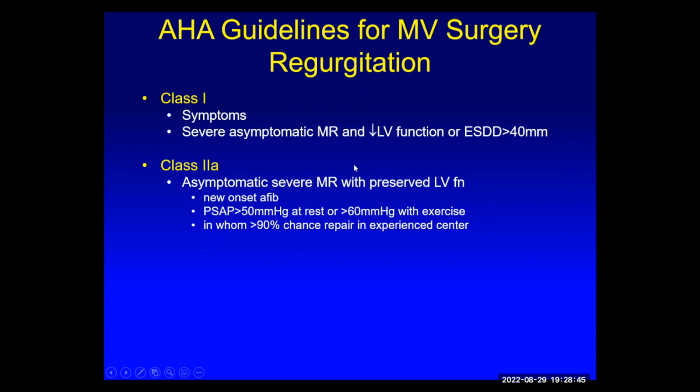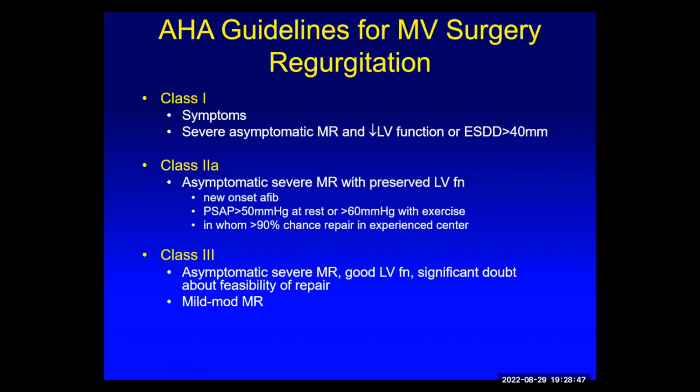with a high volume. Where we shouldn't intervene is when we have asymptomatic severe mitral regurgitation, good left ventricular function, no pulmonary hypertension, no dilatation of ventricle, and we are not really sure that we can succeed with a repair. And definitely when you don't have severe mitral regurgitation.